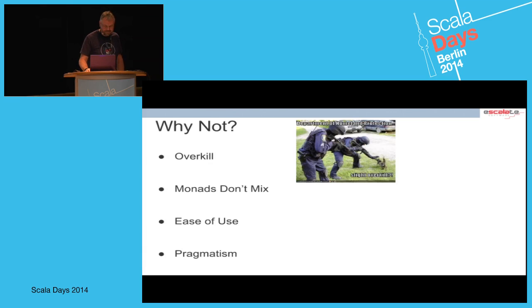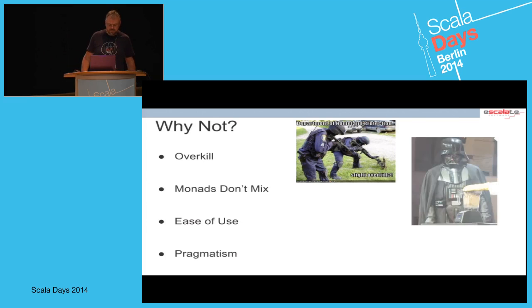Yes, that's perhaps why not. So why would you not? Sometimes, as I say, it's overkill. This one I think is more important. Monads don't mix well. You have to really consider if you're bringing in a bunch of different monads. By the way, this is what happens when Darth Vader tried to mix monads. He doesn't look very happy, does he? No, this could be you.